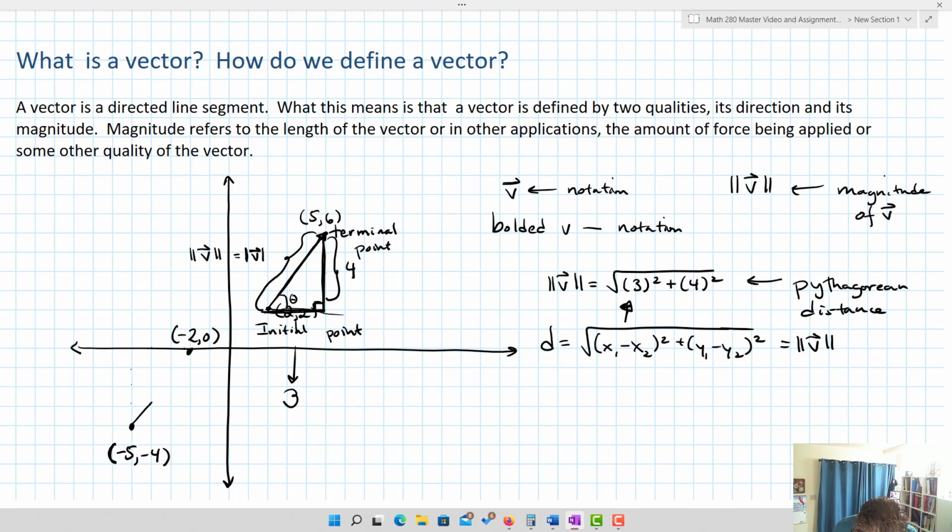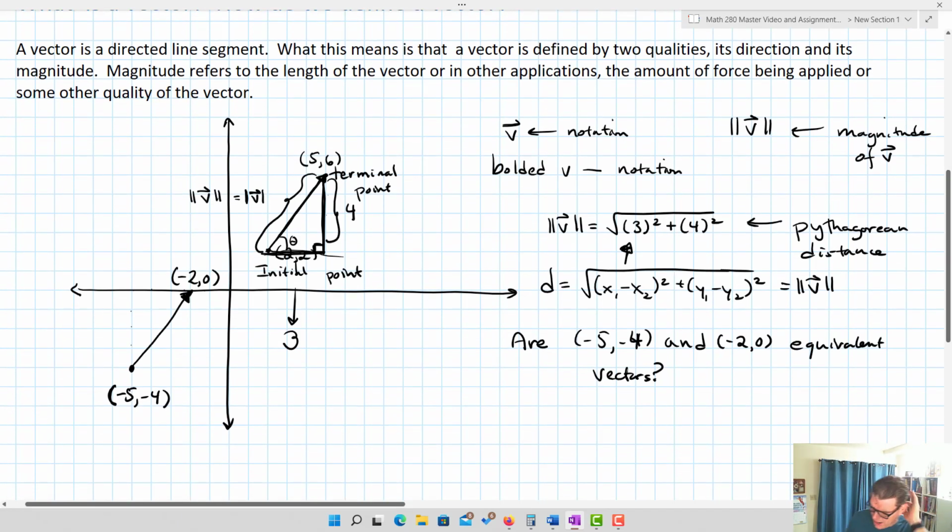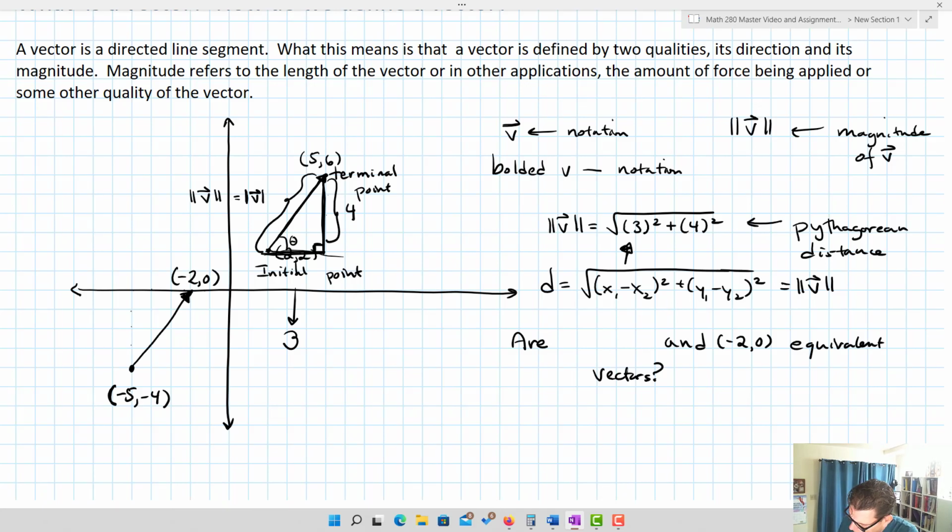Now, if I make my initial point (-5, -4) and my terminal point (-2, 0), I now have a directed line segment. And the question is whether or not these two are what we call equivalent vectors. So we're going to ask ourselves, are (-5, -4) and (-2, 0) equivalent vectors? The first thing I can do is, let's call this vector w. Pardon me.